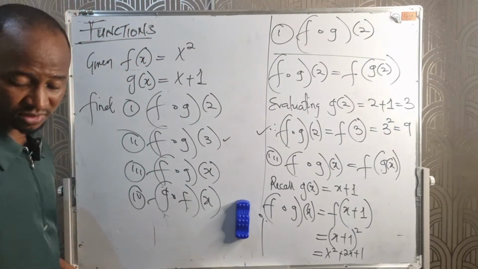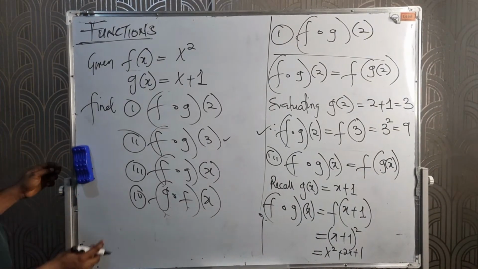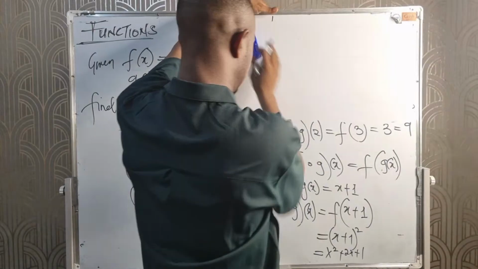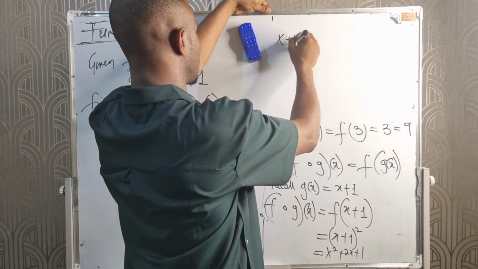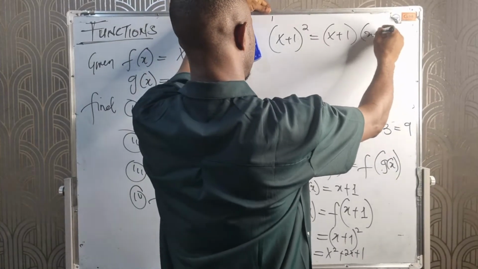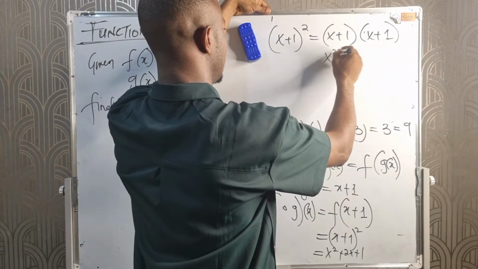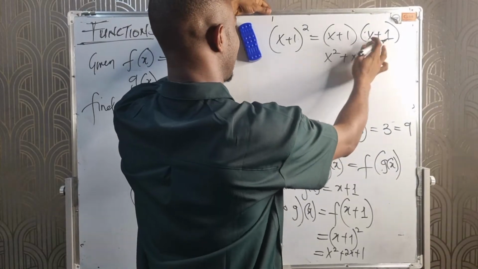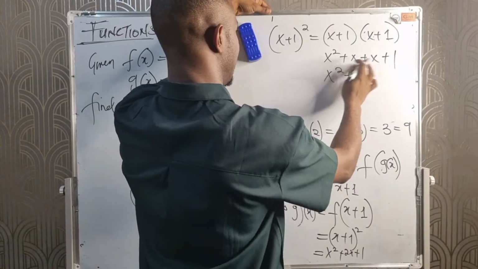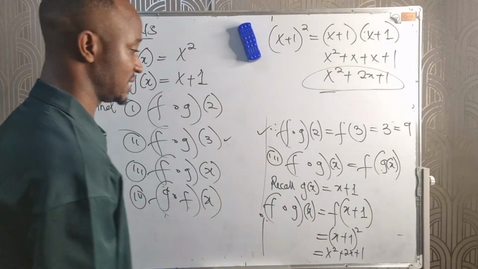Please do the expansion for me. Or let me just show us the expansion for those that might be doubting. Let's expand x plus 1 all squared, which is same as x plus 1 in 2 places. X plus 1, right? X times x is x squared. X times 1 is x. 1 times x is x. 1 times 1 is 1. So here becomes x squared plus x plus x becomes 2x plus 1. So the expansion here is still the same thing as this.